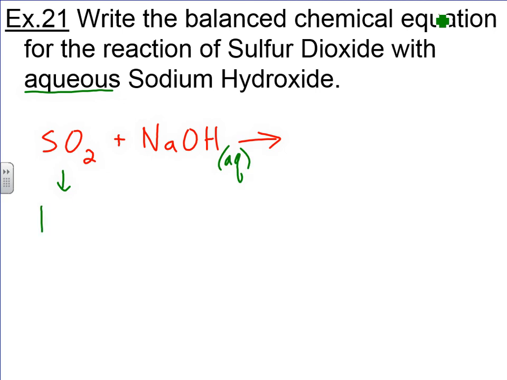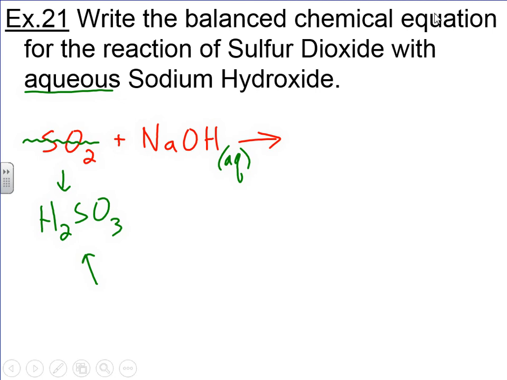H2SO3. This is the product of the equation that you should have seen right above, practice problem 20. And so what you have effectively is it's not this compound that's reacting with sodium hydroxide, it's actually this compound that's reacting with sodium hydroxide. You still write SO2, but you realize that it's H2SO3 that's reacting with it.